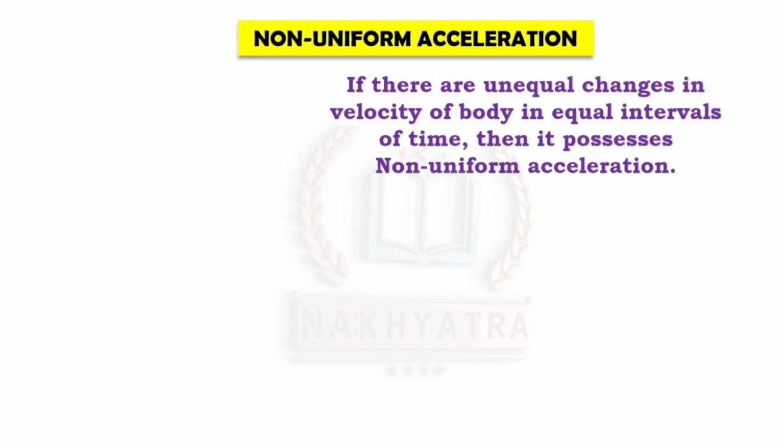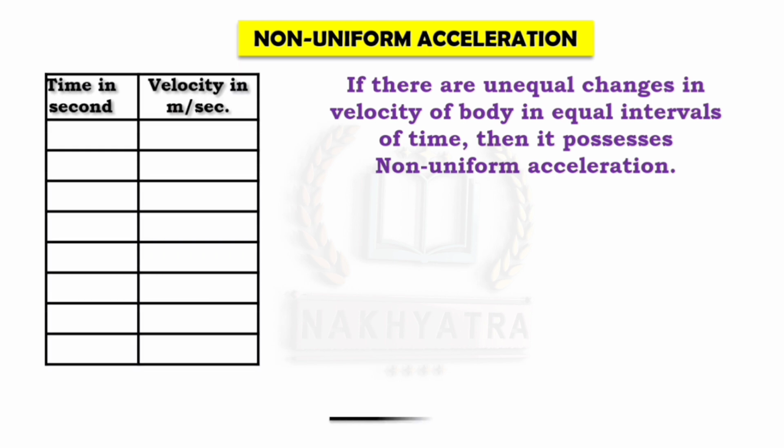Alright, now see for non-uniform acceleration. If there are unequal changes in velocity of a body in equal intervals of time, then it possesses non-uniform acceleration. So to possess non-uniform acceleration, there should be unequal changes in velocity of a body in equal intervals of time. Clear? Okay, here also I will give an example.